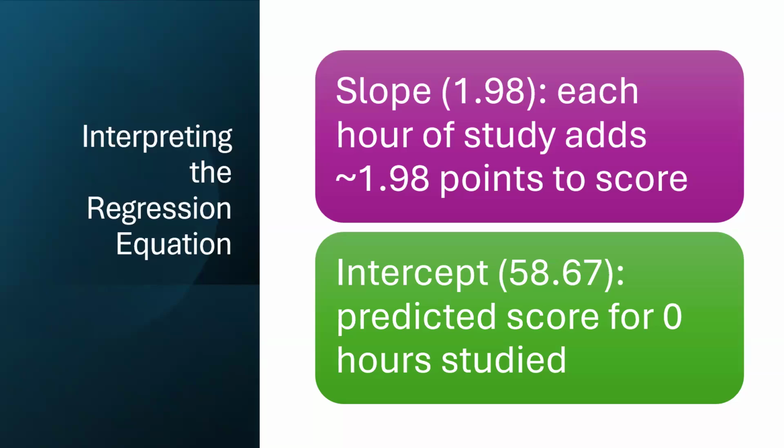Let's interpret our regression equation. The slope, 1.98, tells us that for every additional hour studied, we expect the student's exam score to increase by about 1.98 points, assuming the trend holds. The intercept, 58.67, tells us the predicted score for someone who studied 0 hours. This isn't always meaningful. We wouldn't expect someone to score 58.67 without studying, but it's part of the model. Always interpret slope carefully. It tells us the effect per unit change in the explanatory variable.